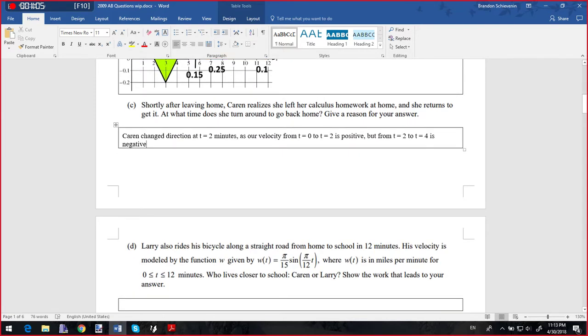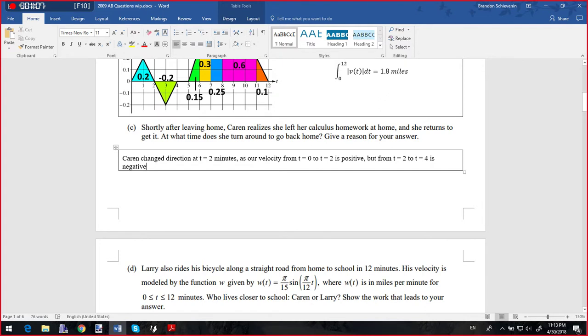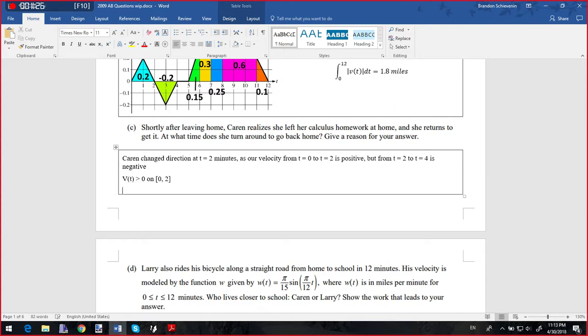I imagine if we actually look at the scoring guides, they'll have something that looks more like this. Should say v of t is greater than 0, maybe on the interval from 0 to 2. And v of t is less than 0 on the interval from 2 to 4, which means the same thing.